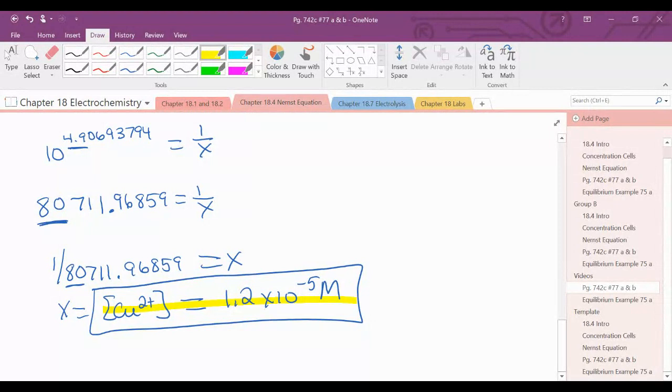If you have questions on this problem, I will be having office hours later this week to go over any questions with the Nernst equation. And there will be another video with the other problem we were supposed to get to in class.